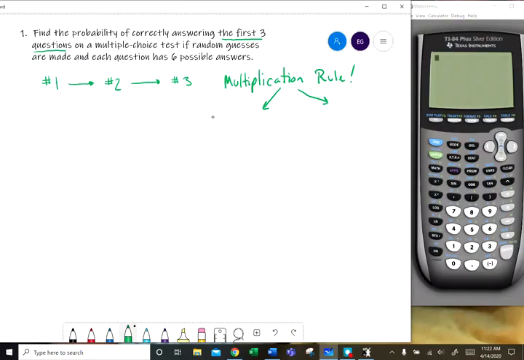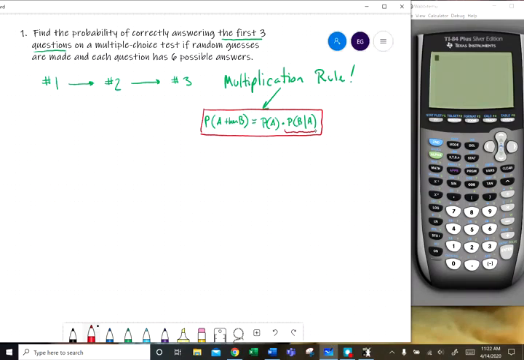Now with the multiplication rule, the general multiplication rule is P of A then B equals P of A, the probability that A comes first, times the probability of B given A, given A has already happened. So this is the general multiplication rule. And if the events are independent, then the probability of B given A is simply the probability of B.